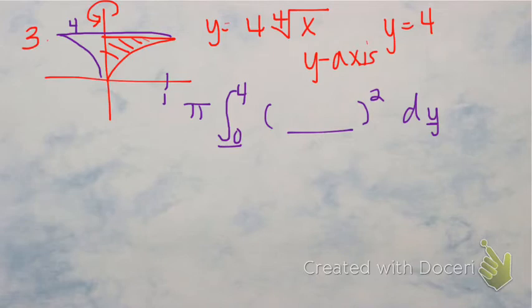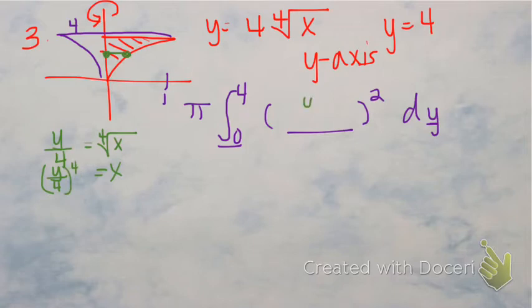And when you look at the radius, it's just from where you're rotating to 0. But because it's the y-axis, I've got to solve that for x. So I'm going to divide by 4 and then raise both sides to the 4th power. So this should be y over 4 to the 4th, all squared.